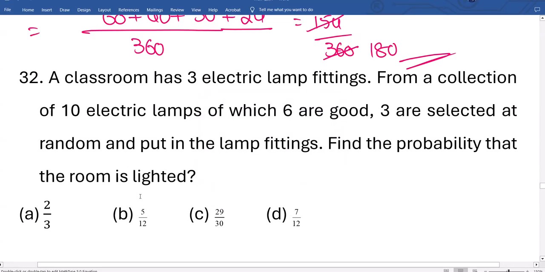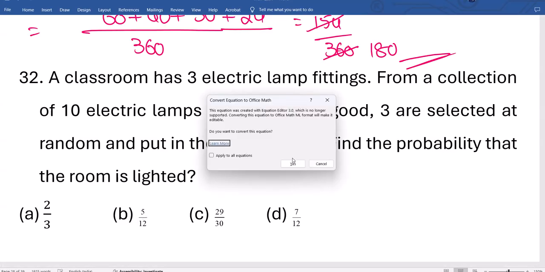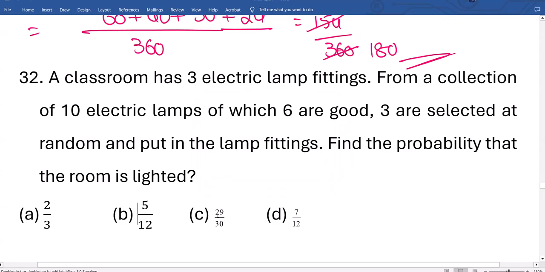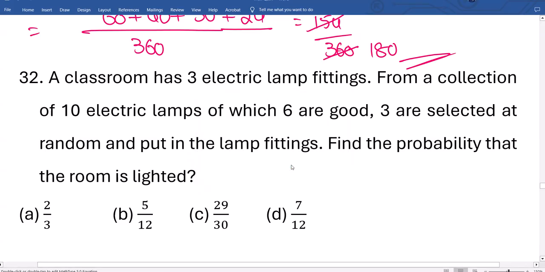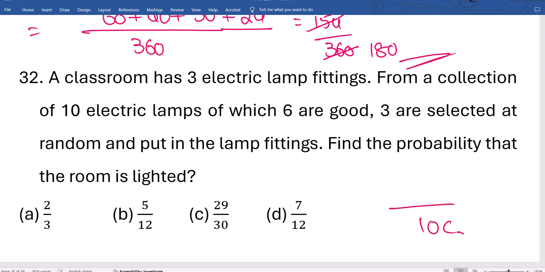A classroom has electric lamp fittings. From a collection of 10 electric lamps, of which 6 are good, 3 are selected at random and put in the lamp fittings. Find the probability that the room is lighted. Sir, how many lamps are available for you? Available to select, 10. How many do you want to pick? 3. Total is 10C3. Among 10 lamps you are selecting 3. Is that clear? 10C3.